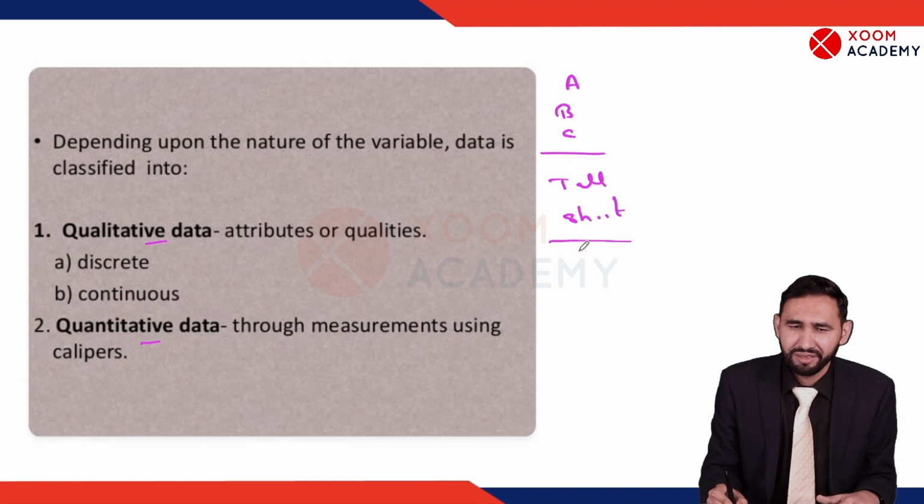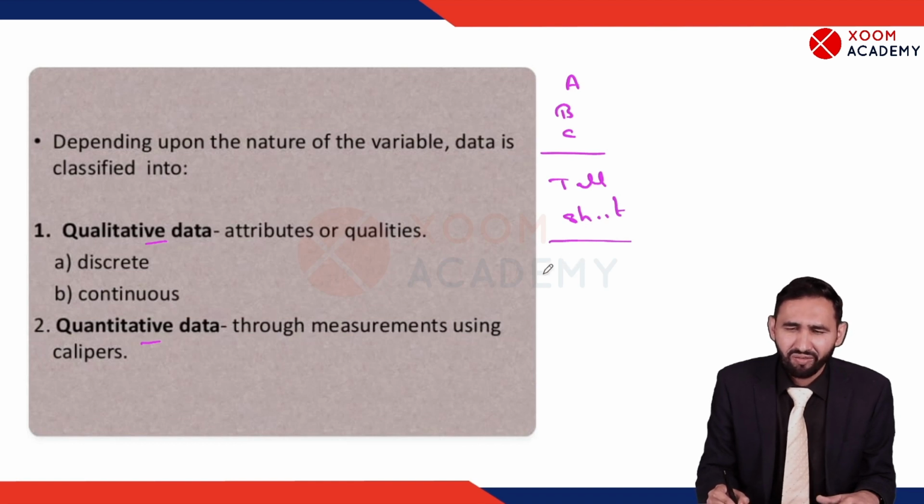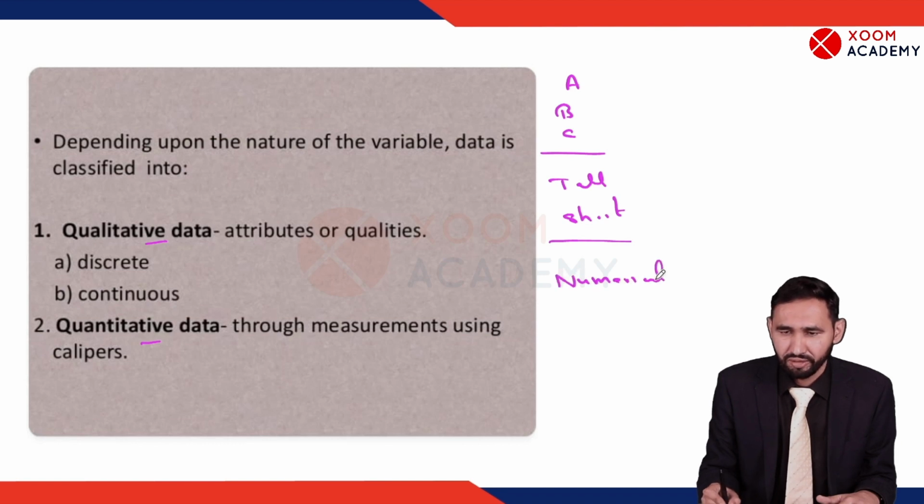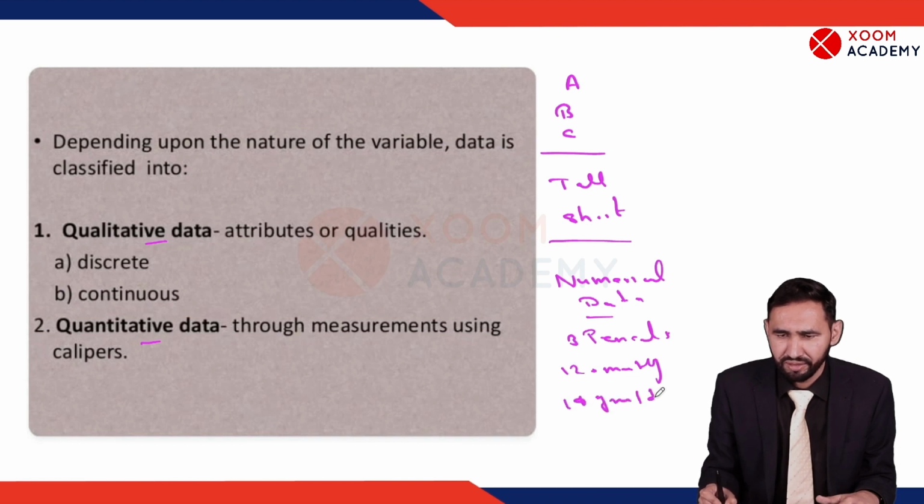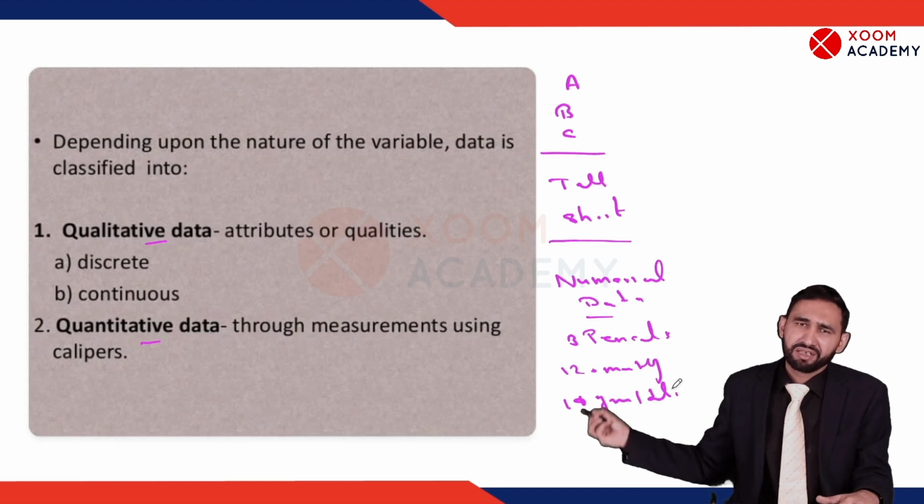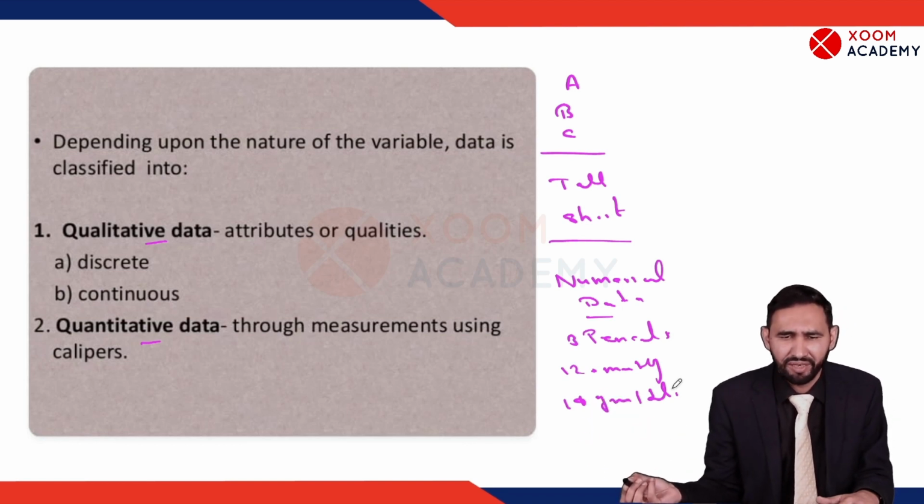These are the qualities. This is qualitative data. And quantitative data shows quantity, like numerical data. Numerical data is quantitative data, like 3 pencils. Blood pressure is 120 millimeter of mercury. Hemoglobin is 14 gram per deciliter. So we can say that data is classified into qualitative and quantitative data.